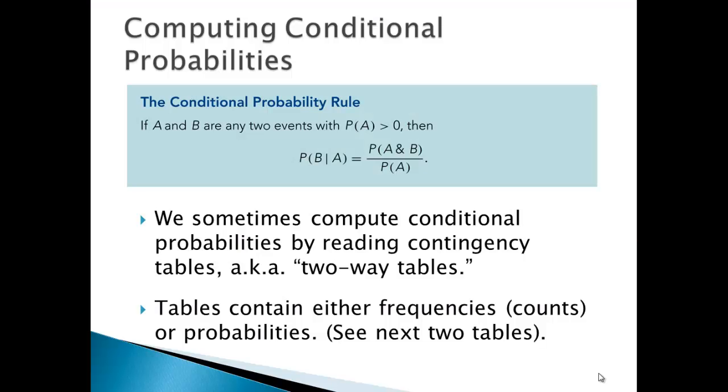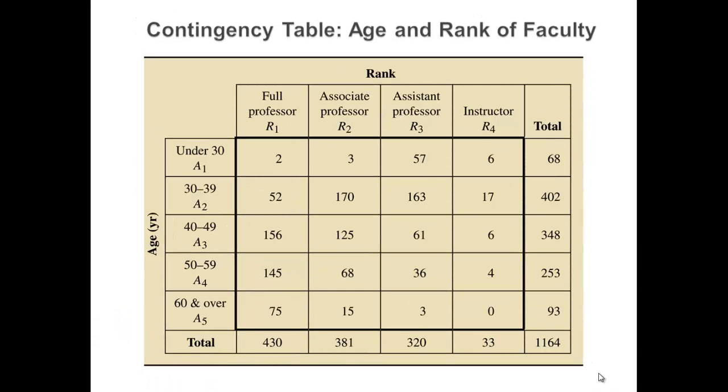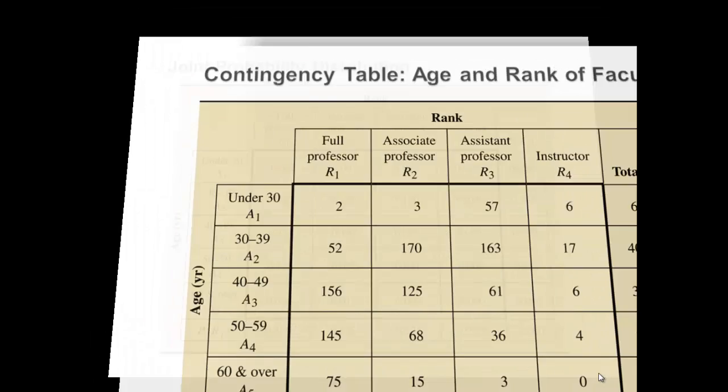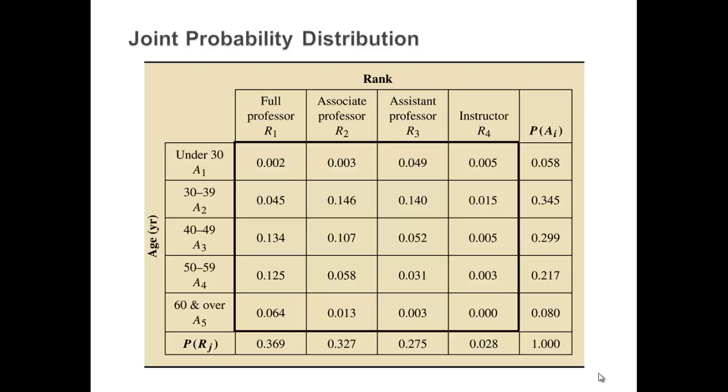We sometimes compute conditional probabilities by reading from contingency tables. These are also known as two-way tables. These tables can contain either frequencies, that is counts, or they can have probabilities directly. Here are 2 examples. This one tabulates the counts of professors on a faculty according to their age and to their academic rank. It's also possible to list these entries as probabilities, and we've done that in this version of the table.